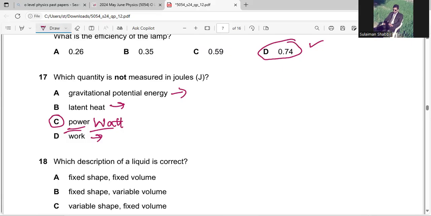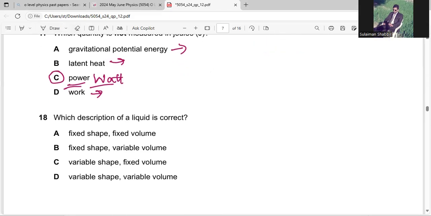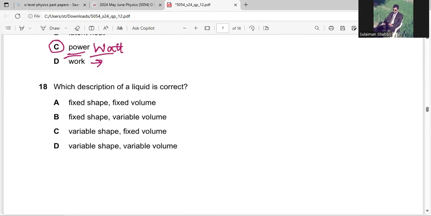Which description of the liquid is correct over there? So I am saying here that fixed shape, no. Fixed volume, that is only for solid. Fixed shape, variable volume, no. Shape is being obtained by the liquid with the help of the container over there. So it is not fixed. Variable shape, fixed volume, that should be the liquid. So C is the right option over there.